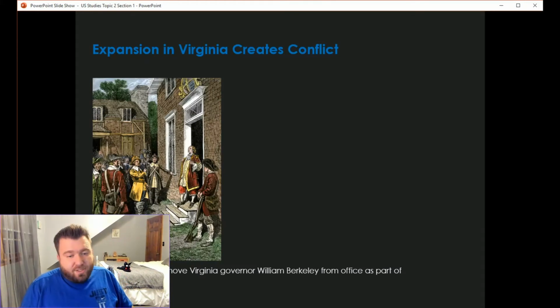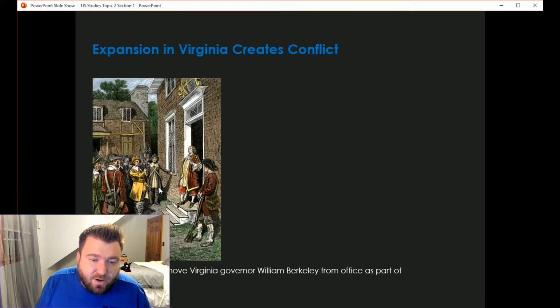Expansion in Virginia creates conflict. Colonists tried to remove Virginia Governor William Berkeley from office as part of Bacon's rebellion. So that's what this picture is here. These are Bacon's men, and they're confronting the governor.